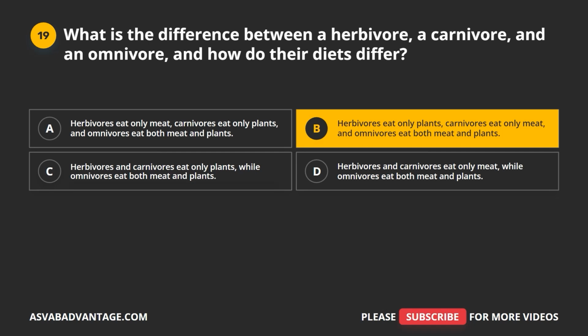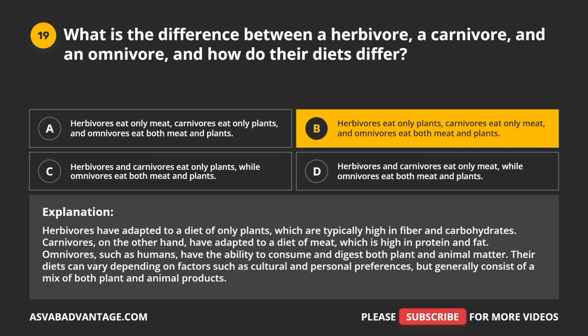Herbivores eat only plants, carnivores eat only meat, and omnivores eat both meat and plants. Herbivores have adapted to a diet of only plants, which are typically high in fiber and carbohydrates. Carnivores, on the other hand, have adapted to a diet of meat, which is high in protein and fat. Omnivores, such as humans, have the ability to consume and digest both plant and animal matter. Their diets can vary depending on factors such as cultural or personal preferences, but generally consist of a mix of both plants and animal products.